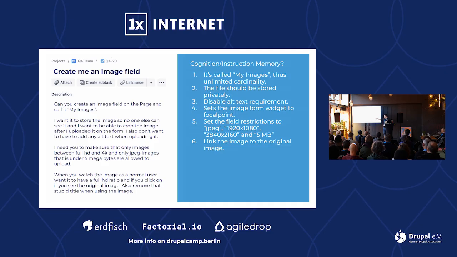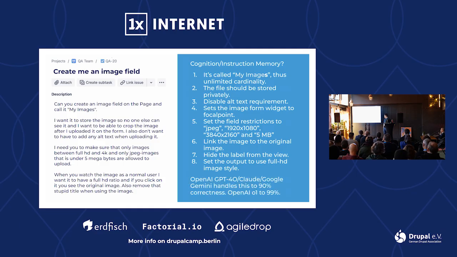If you click on it, you see the original image. Hide the label from the view. It also says somewhere that they don't want to see the stupid title when they look at the image. Set the output to use full HD image style. So you see there's a lot of instructions going, or a lot of thinking that goes into such an instruction. If you were given this assignment yourself, this is the same thing as when we give it to a large language model. It has to try to understand this.